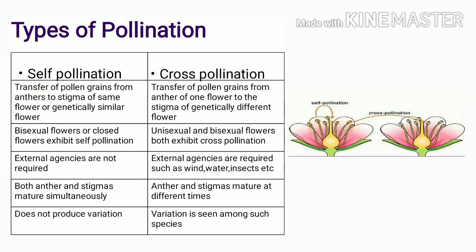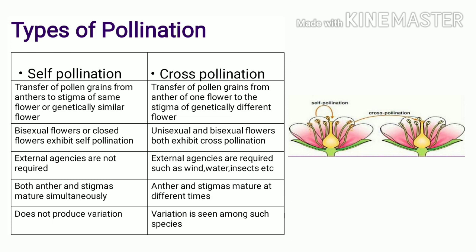Now let's discuss the types of pollination. There are broadly 2 types of pollination: self-pollination and cross-pollination. Self-pollination is also called autogamy, and cross-pollination is also called allogamy or xenogamy. So let's discuss these 2 types of pollination along with their differences.